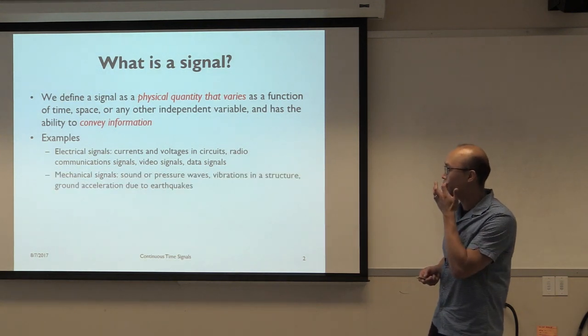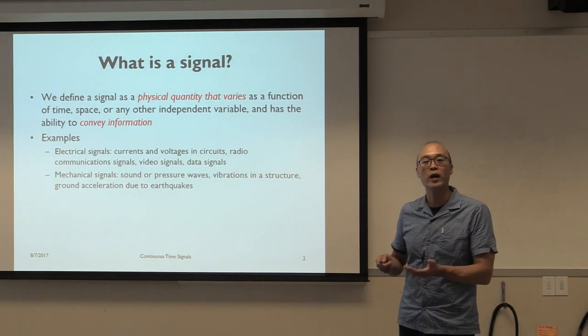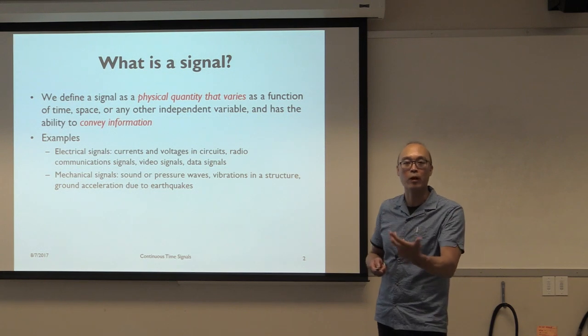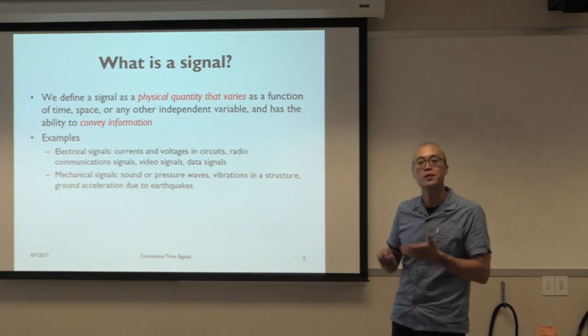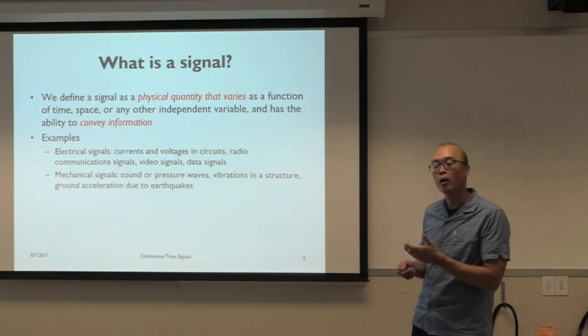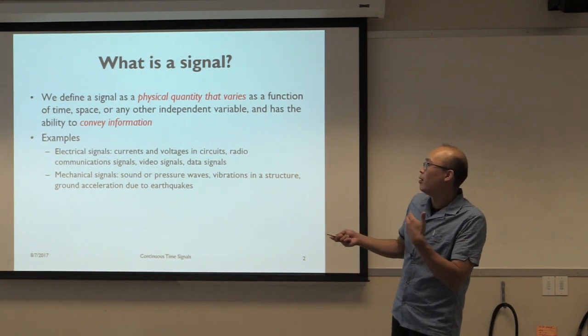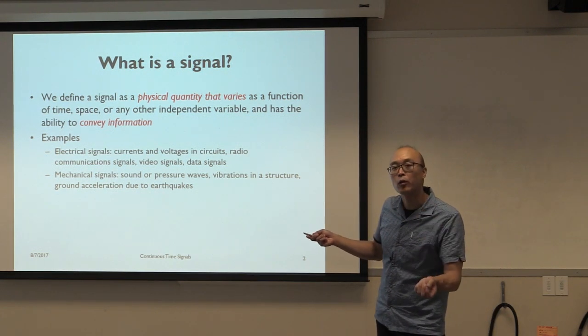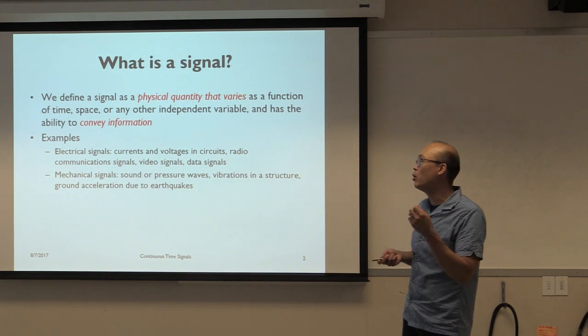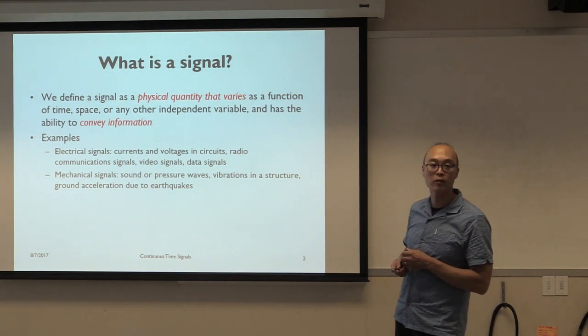In mechanical engineering, you might have different types of waves, a pressure wave, a sound wave, or even a vibration. So these waves have amplitudes that also vary as a function of time. You might also have signals that are characterized by, for instance, an acceleration that you're tracking as a function of time, or the velocity that you're tracking as a function of time.